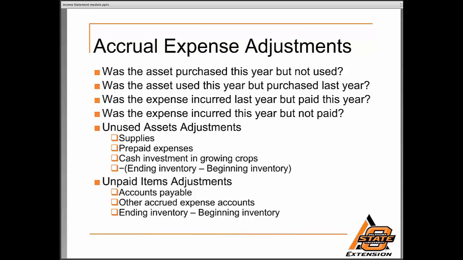The operation used $5,000 more in feed than it paid for during the year. That amount must be charged against the production of the business for this year, not next year when the bill will be paid.